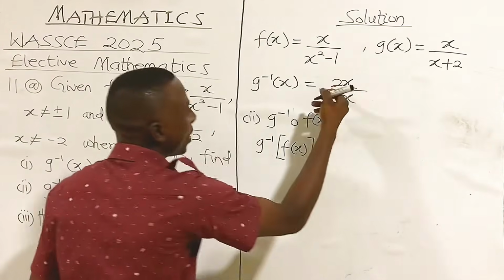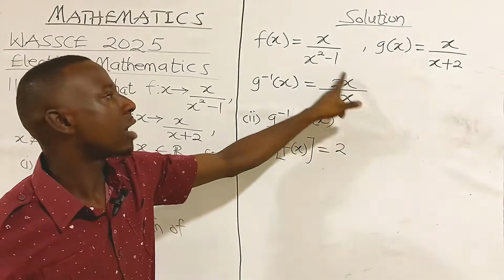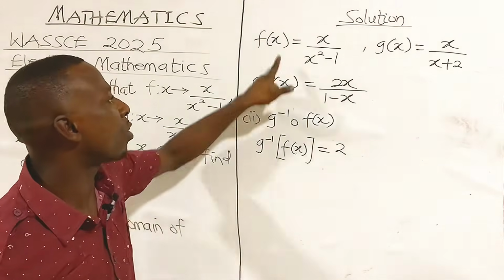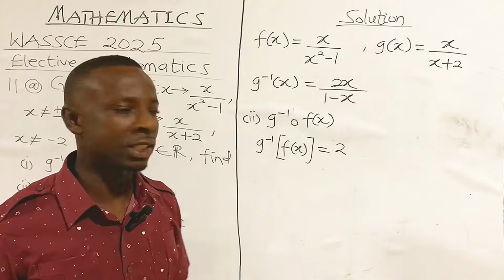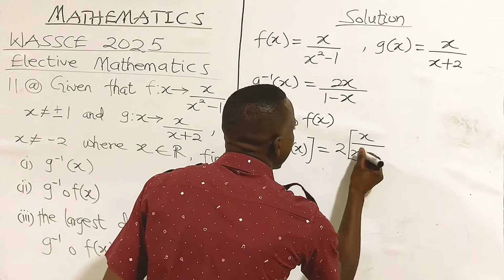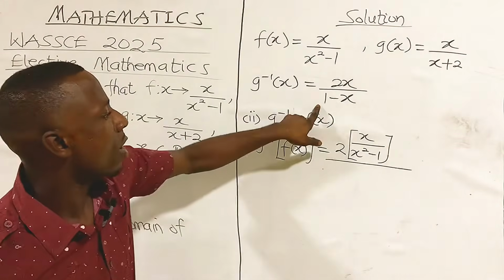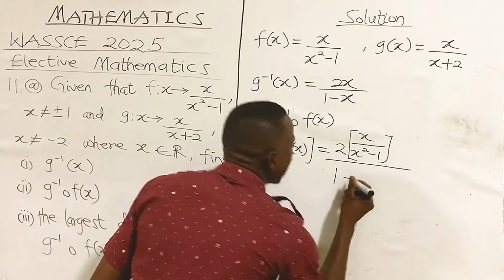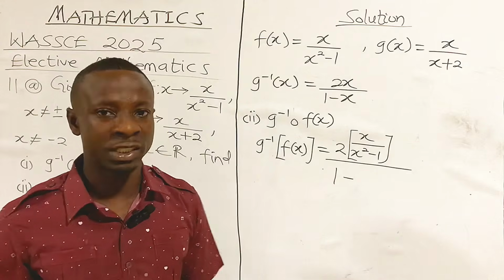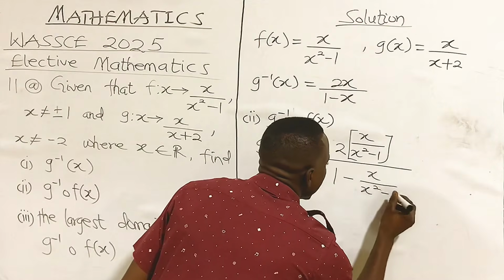So from the inverse of g, we have 2x, but instead of x, I am going to put this whole fraction here. So here we are making direct substitution of f of x in the inverse of g. So multiplying x all over x squared minus 1, all over 1 minus x. So we have 1 minus. We are still going to put the whole function of f in the inverse of g. So minus x all over x squared minus 1.